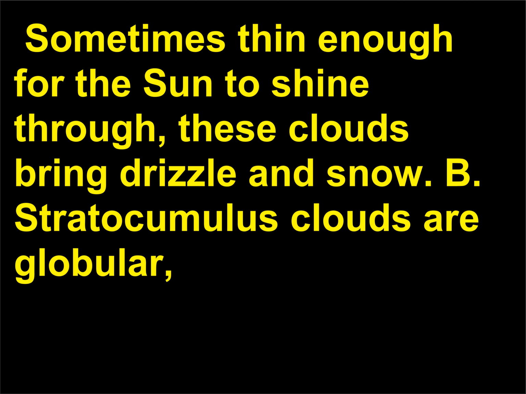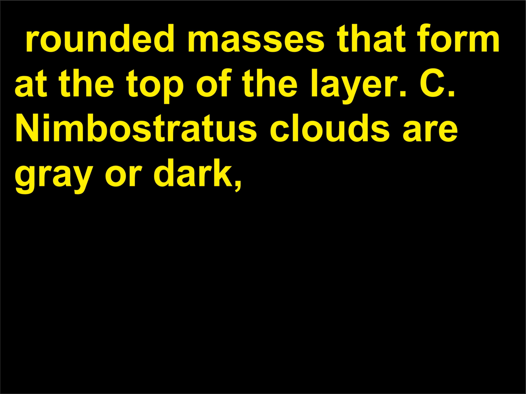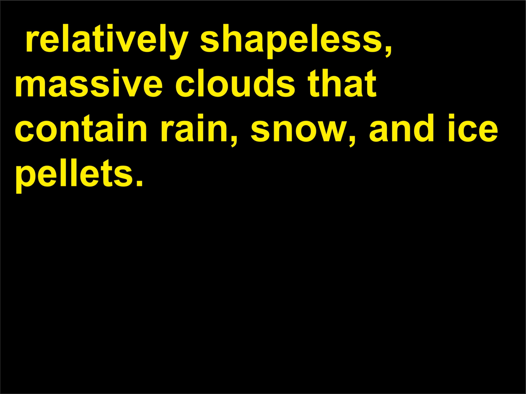B. Stratocumulus clouds are globular, rounded masses that form at the top of the layer. C. Nimbostratus clouds are gray or dark, relatively shapeless, massive clouds that contain rain, snow, and ice pellets.